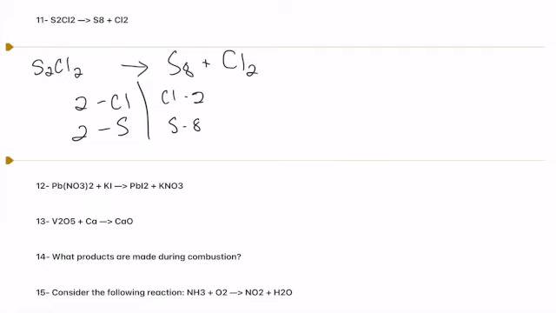So the first thing we'll look at is we want to get our sulfur to balance. So we put a coefficient of 4, that gives us 8 sulfurs, but now we also have 8 chlorines. Over on the right, we put a coefficient of 4 to get it to balance.